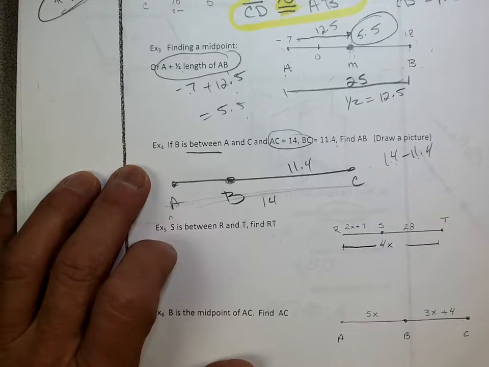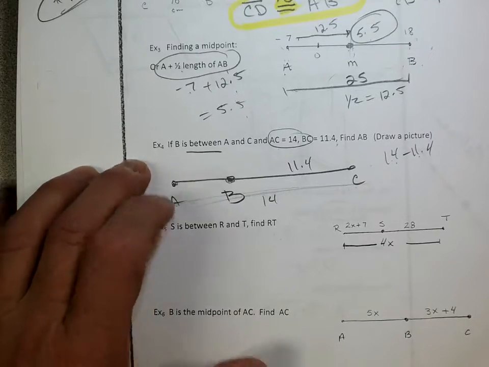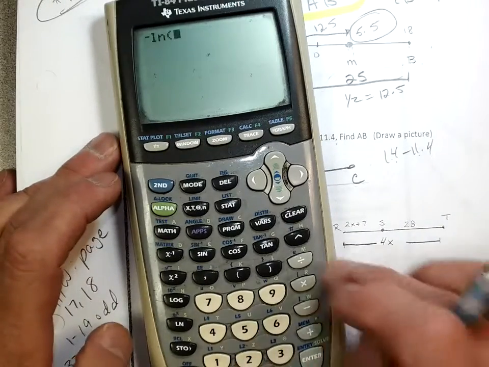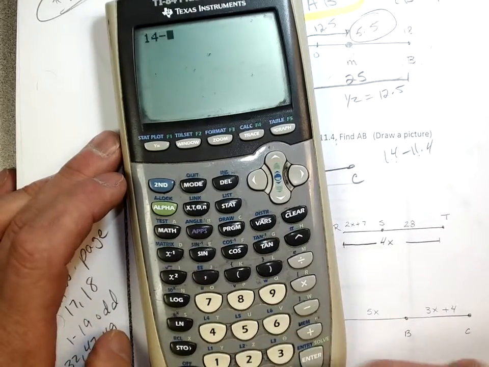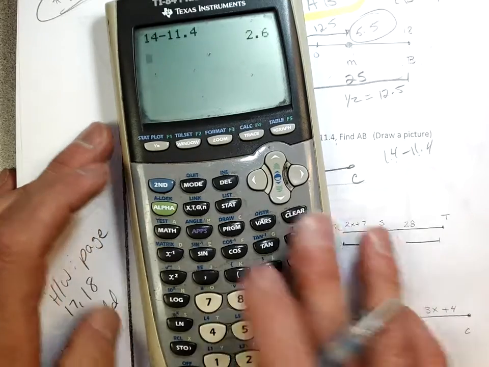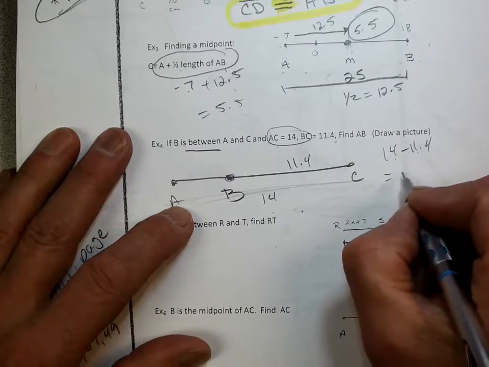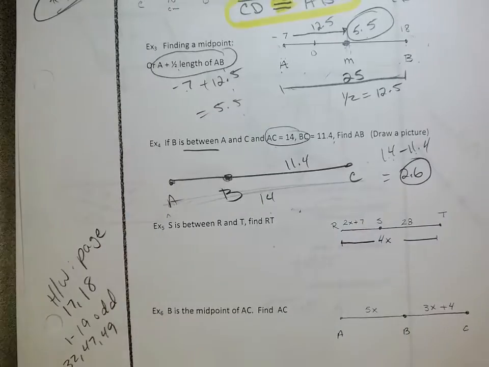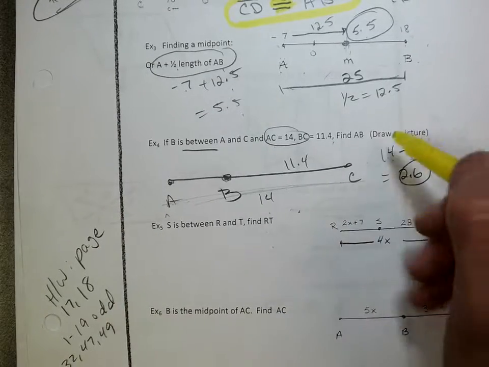Got a calculator handy? Isaac, going to hand me my calculator? No, not your phone, please. Never your phone, right? 14 minus 11.4, 2.6. There we go. Glad I used a calculator, right? There you go. So, draw a picture, always.